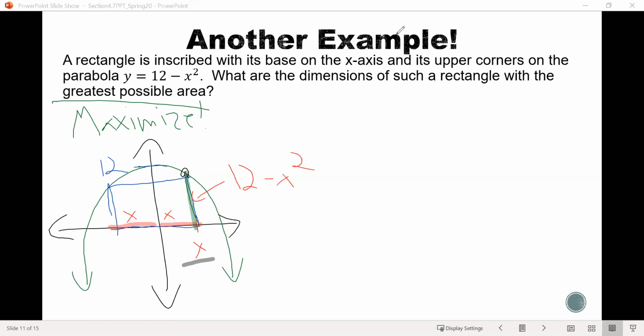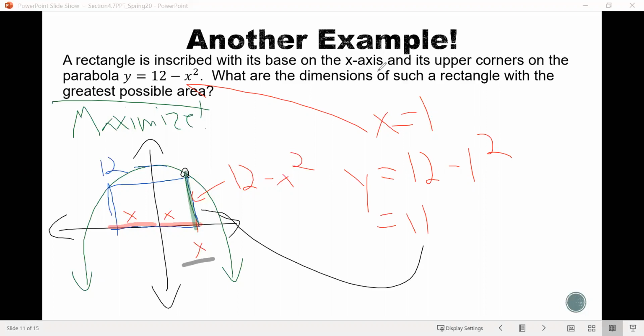squared. And if that doesn't make a lot of sense, think about how if x was equal to 1, we'd plug in 1 here. So we'd have y equals 12 minus 1 squared, which is 11. And that would be the height of the rectangle right there, because you have to go up that much to get up to the parabola. Okay?